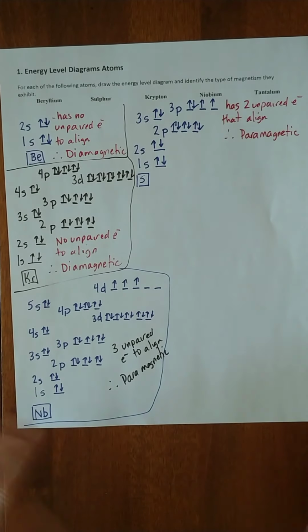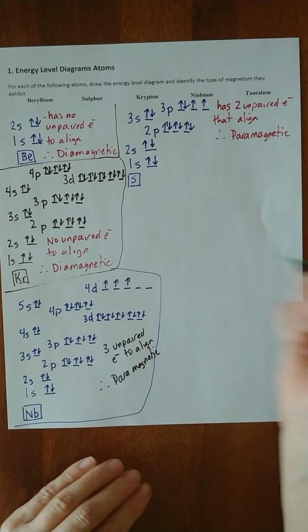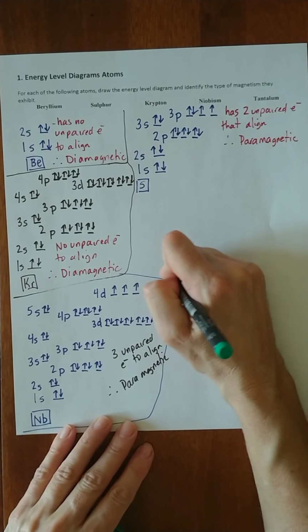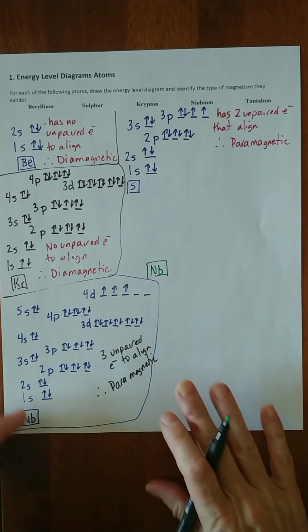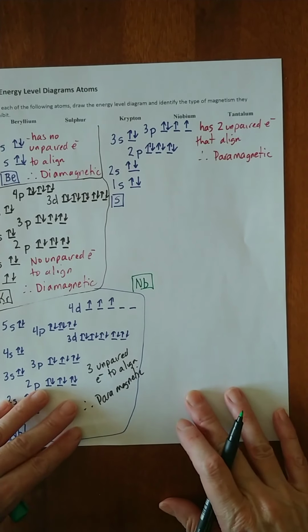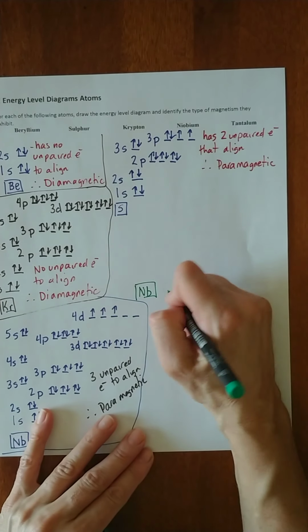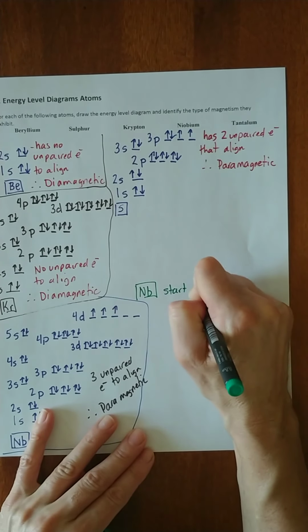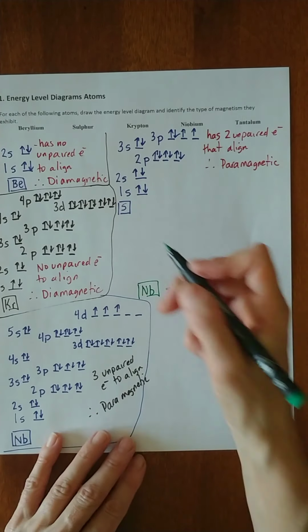Okay. Now, the last one, tantalum. I'm going to do this one here, TA. Okay. What I want to do with TA is I want to start at the 5S. So let's start at 5S so we don't have to redo all of this.